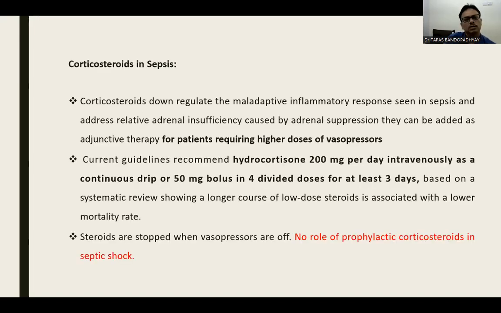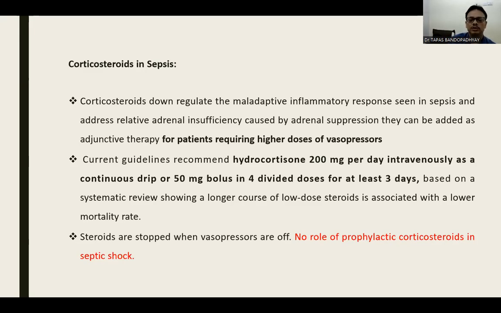Then comes the use of steroids. Corticosteroids, as you all know, downregulate the maladaptive inflammatory response in sepsis, but the indication and the dose vary in different literature. The current guideline is hydrocortisone 200 milligrams per day intravenously as a continuous drip, or in 4 divided doses of 50 milligrams, based on a systematic review showing a longer course of low-dose steroids is associated with lower mortality, but this is again debated. And steroids are stopped when the vasopressors are off.